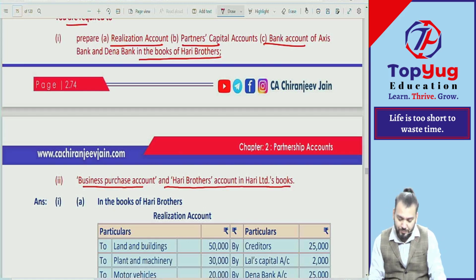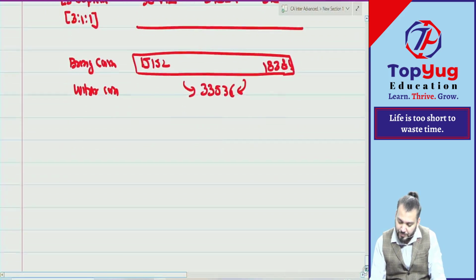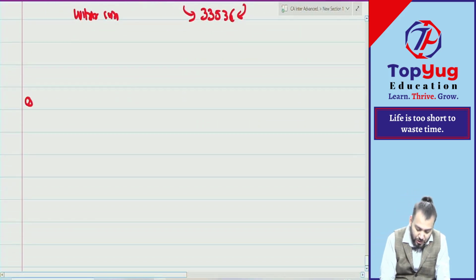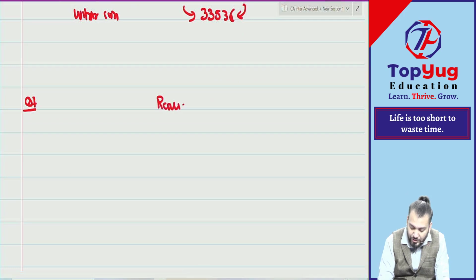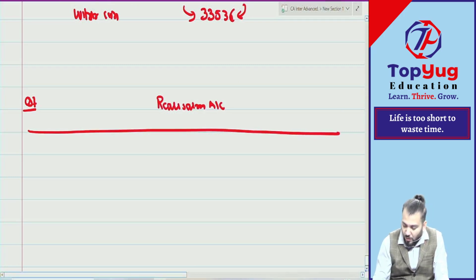So can we do? First, what you have done? We are doing question number 7. Whatever you have done, just help me. The realization account. Can you give me one by one all assets?